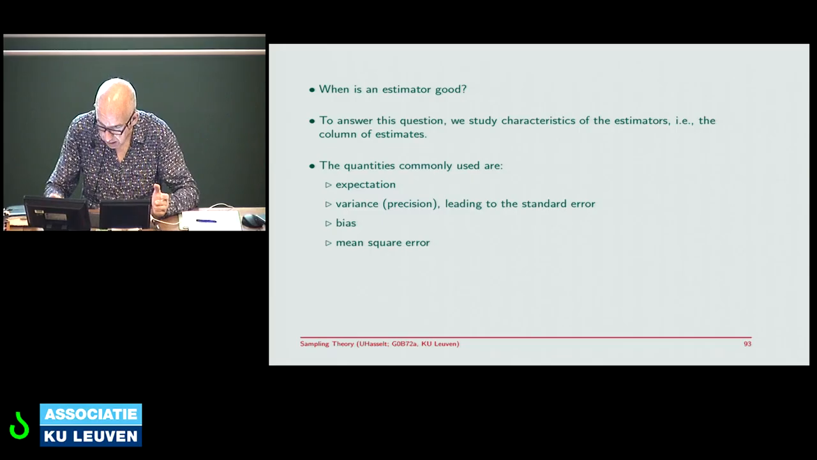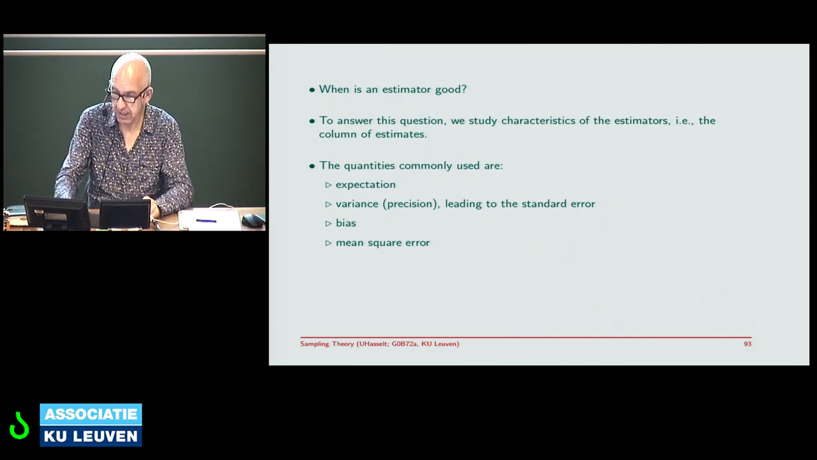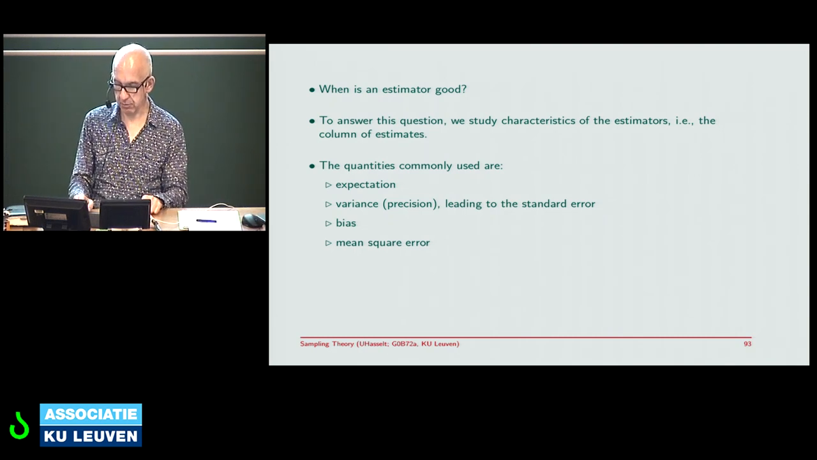And that's essentially the question behind this entire course. If I'm interested in the body mass index for the Belgian population, on average, how should I draw my sample and analyze my sample so that I get the best possible estimate?